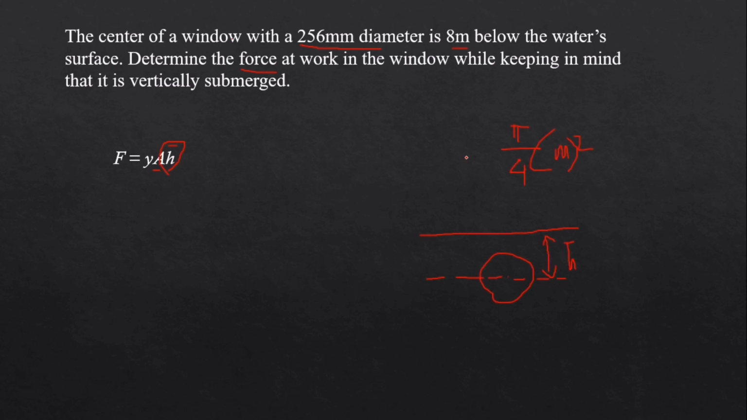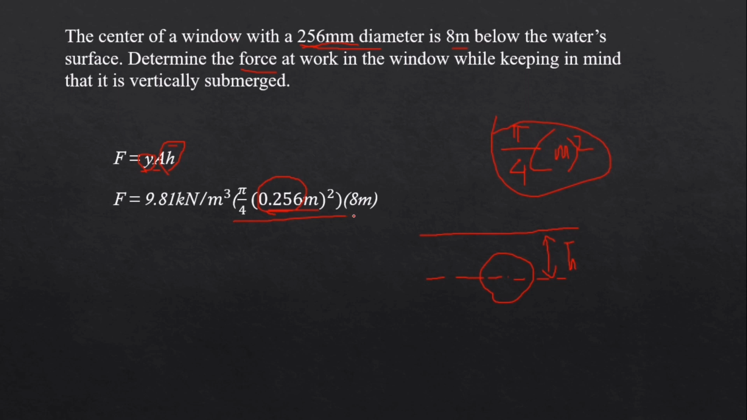So, plug in all the values in this given equation and it goes like this. F is equal to 9.81 kilonewton per cubic meter is the specific weight times pi over 4 times 0.256 meter squared. This 0.256 meter is coming from the diameter, which is 256mm, and if we're going to convert that into meters, then it goes like this. So the area of this times the h bar of 8 meters.